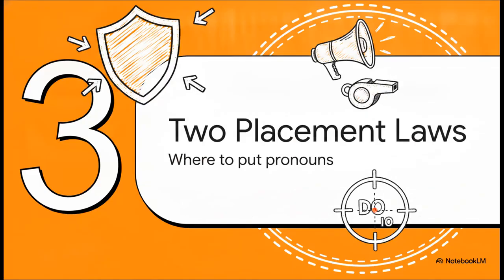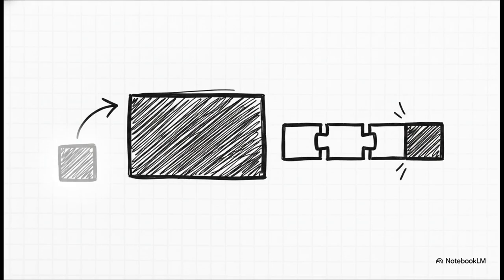Moving on to Section 3, the 2 placement laws. So now that we know exactly which pronouns to use, where do we actually put them? Well, there are only 2 non-negotiable laws you ever need to remember. Rule A, place the pronoun right before conjugated verbs, and Rule B, attach it directly to the end of infinitives, gerunds, or affirmative commands. That is literally it. Just 2 choices, completely depending on the state of your verb.